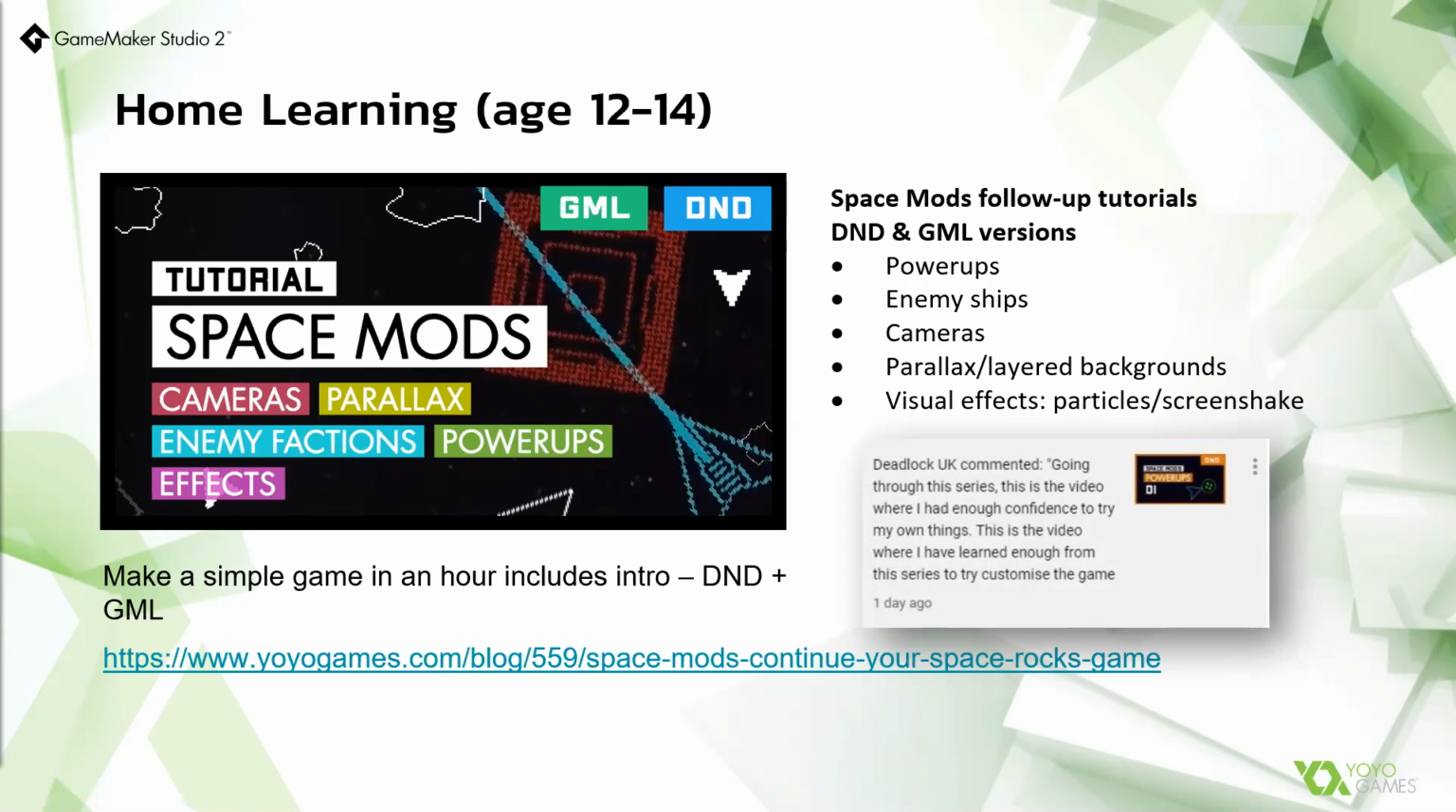You have enemy ships getting involved, cameras which will follow you around. So it means that you can move from a quite small environment to almost an infinite environment. Parallax, layered backgrounds, which start to give a bit of a 3D effect. And if you do get hit by a rock, then there's things like particles and screen shake which come in.